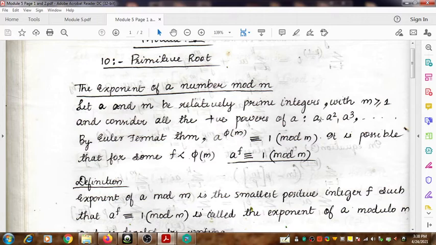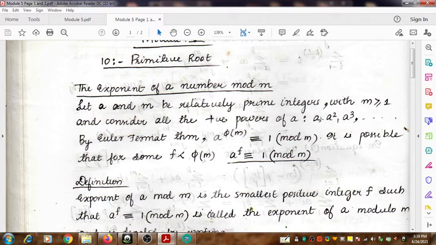So one thing is clear, that there exists at least one number. That number can be taken equal to phi m, which satisfies the condition that a raised to f is congruent to 1 mod m. When we replace f by that number, you can see that this congruence is satisfied. So after knowing that there exists at least one number, you can ask whether there exists some number which is less than that number.